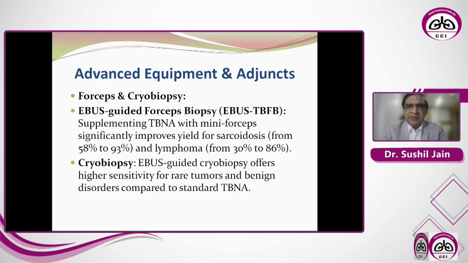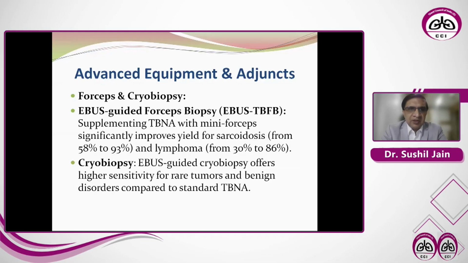Now, coming to advanced equipment and adjuvants, there are certain situations where we need more advanced equipment and technologies which may help you get a better tissue diagnosis. This includes EBUS guided forceps biopsy. There are studies which have suggested that supplementing TBNA with mini forceps significantly improves yield for sarcoidosis, from 58% to 93%, and for lymphomas from 30% to 86%. So EBUS guided forceps biopsies may be useful in a selected subset of patients, especially if your initial EBUS TBNA is negative, or when you are doing a ROSE and your initial TBNA doesn't give an answer, you may proceed with an EBUS guided forceps biopsy.